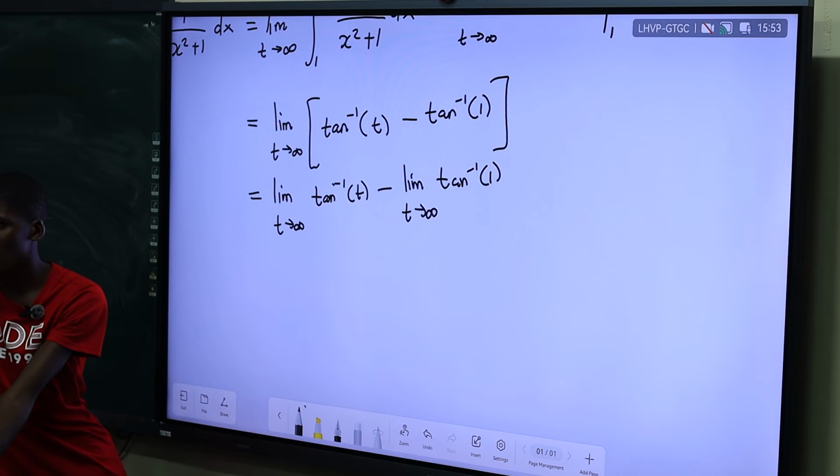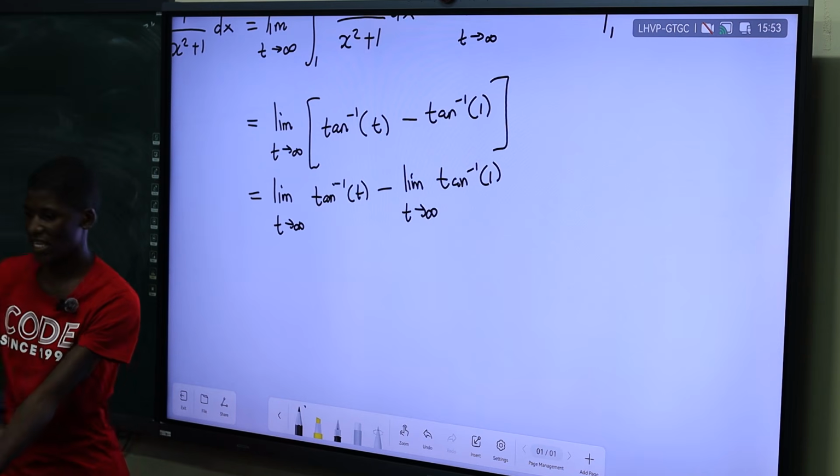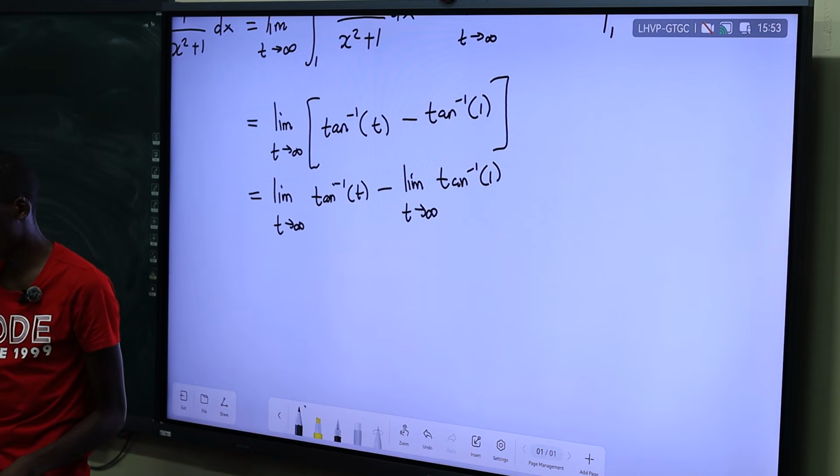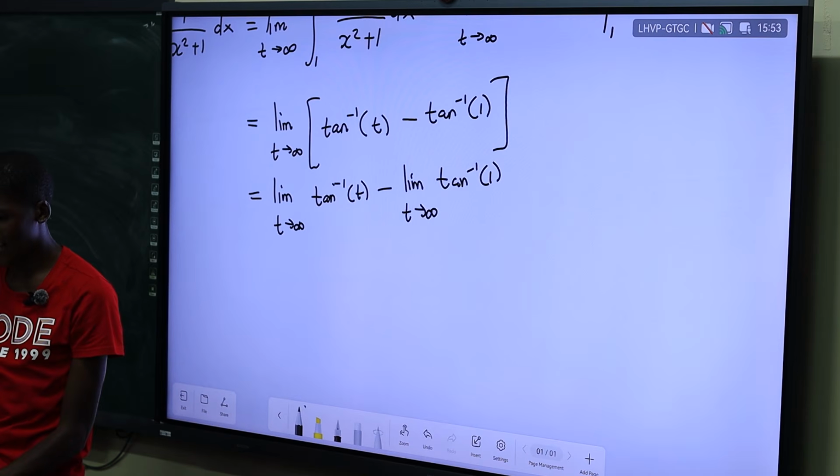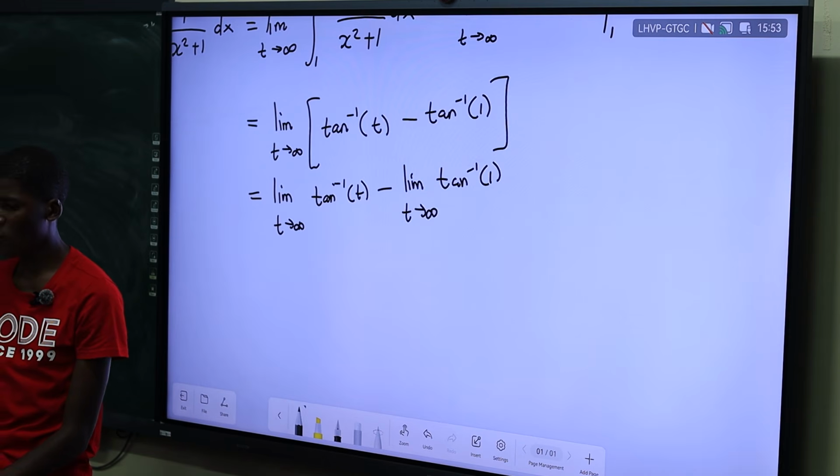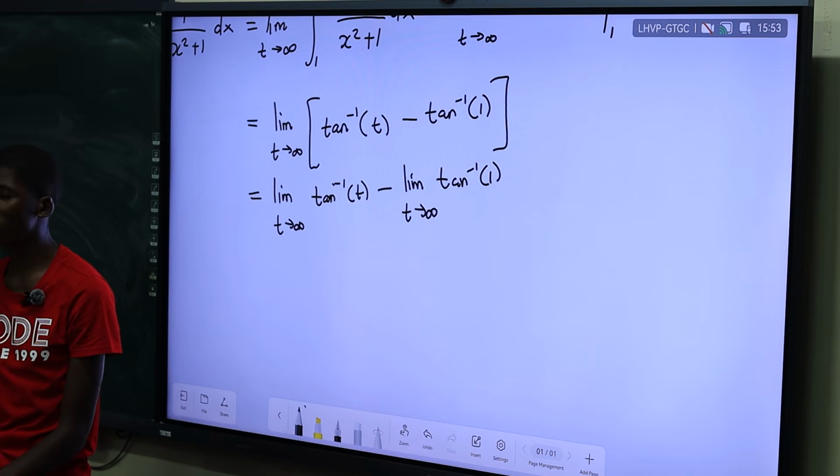What does it approach? Pi over 2, I mean. Maybe it's better to visualize this thing. Arctan x. Okay, I will just go to my browser and look for the graph showing arctan. How does it look like?